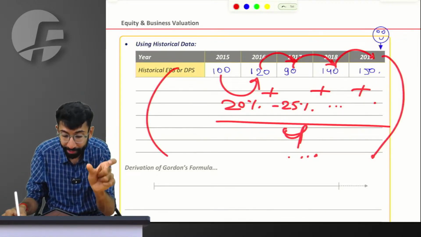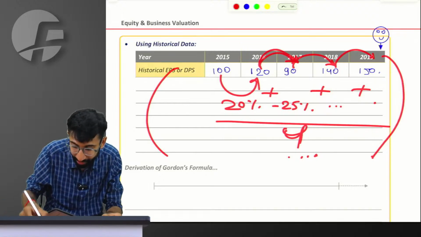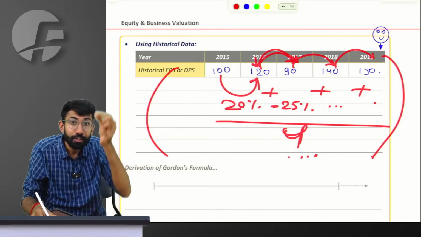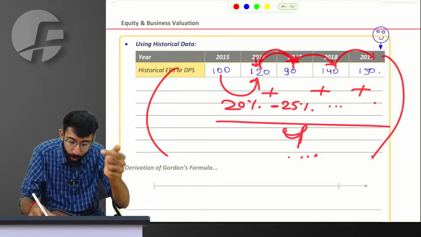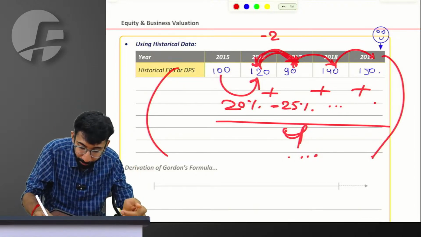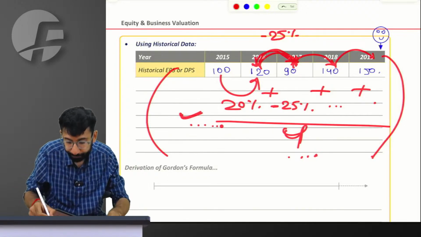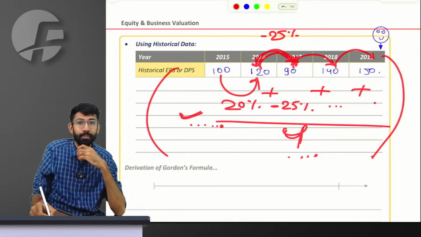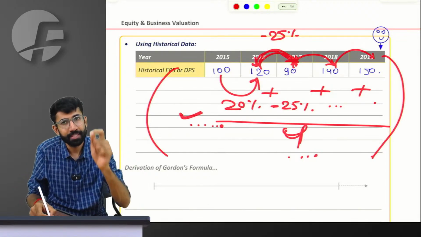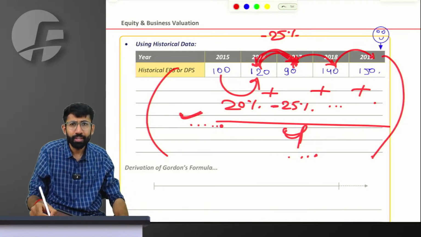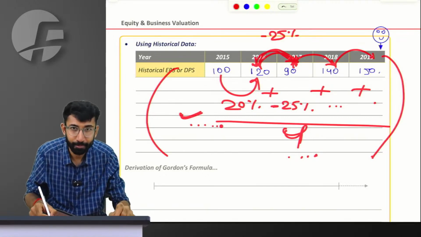The base is now maintained. For the second year, when I say minus 25, I have considered 120 as my base, which is why I say that 120 to 90 gives me minus 25% growth, which means that problem is solved. But again, here we are missing out the compounding effect. Compounding effect. How, sir? Let me explain to you.